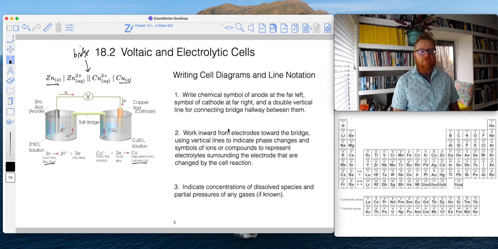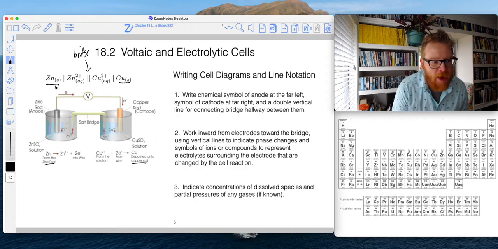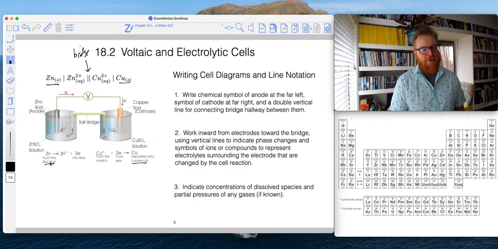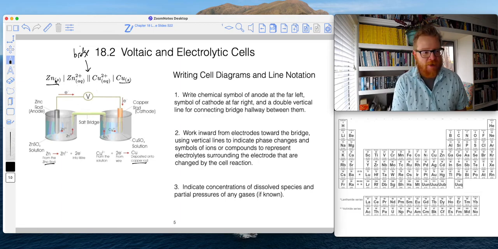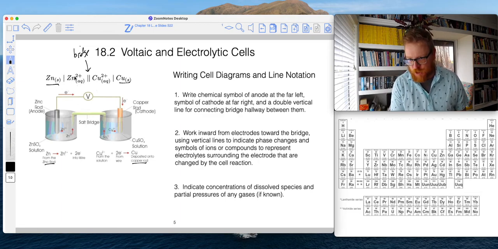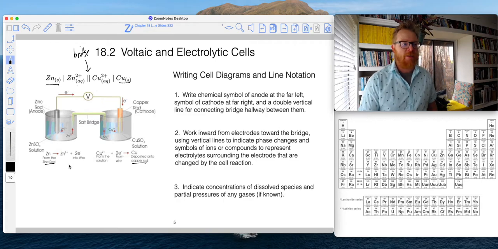Okay. And so now work inward from the electrodes towards the bridge. Use vertical lines to indicate phase changes and symbols of ions or compounds to represent electrolytes surrounding the electrode that are changed by the cell reaction. So that's just a complicated way of saying, okay, zinc solid goes to zinc 2+. And here we can see that right there. Zinc solid goes to zinc 2+. And we put a line.